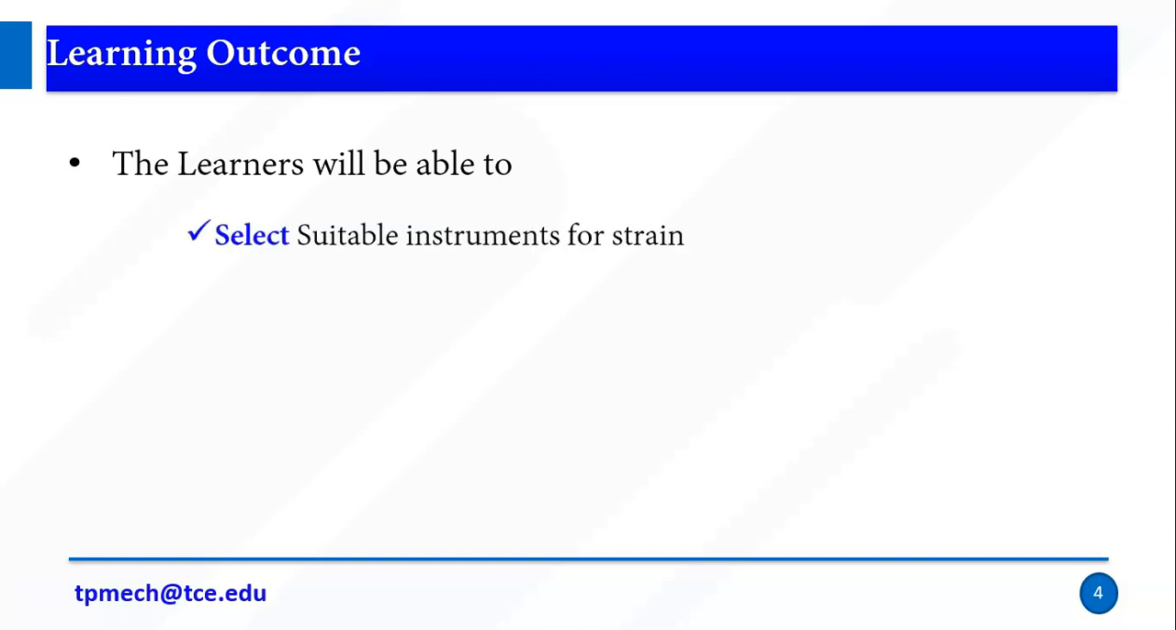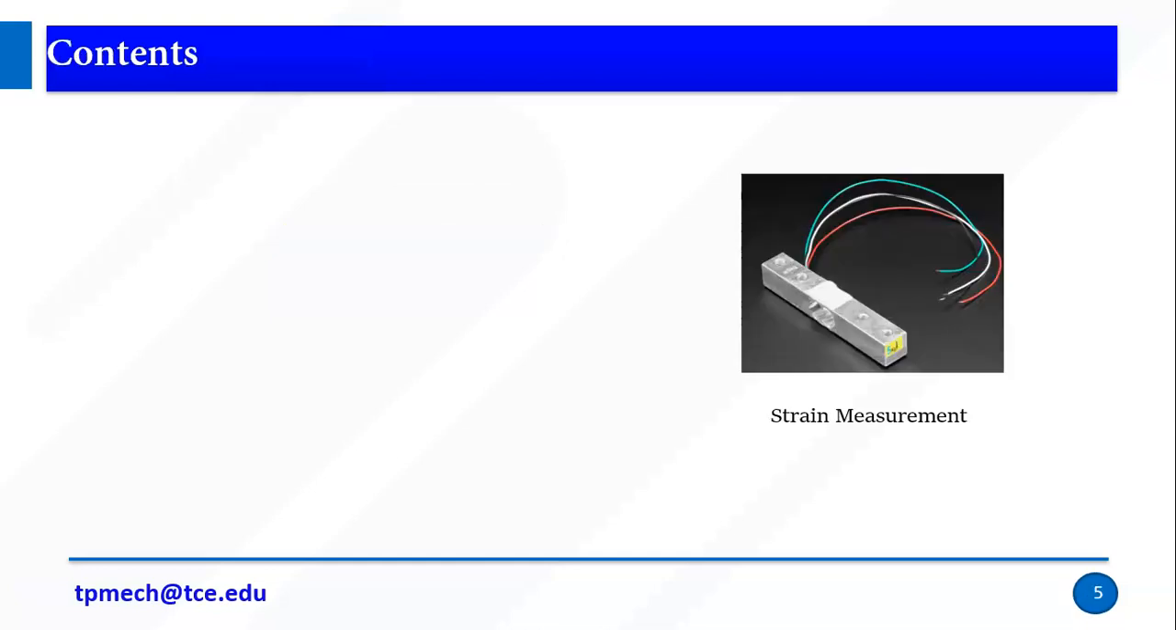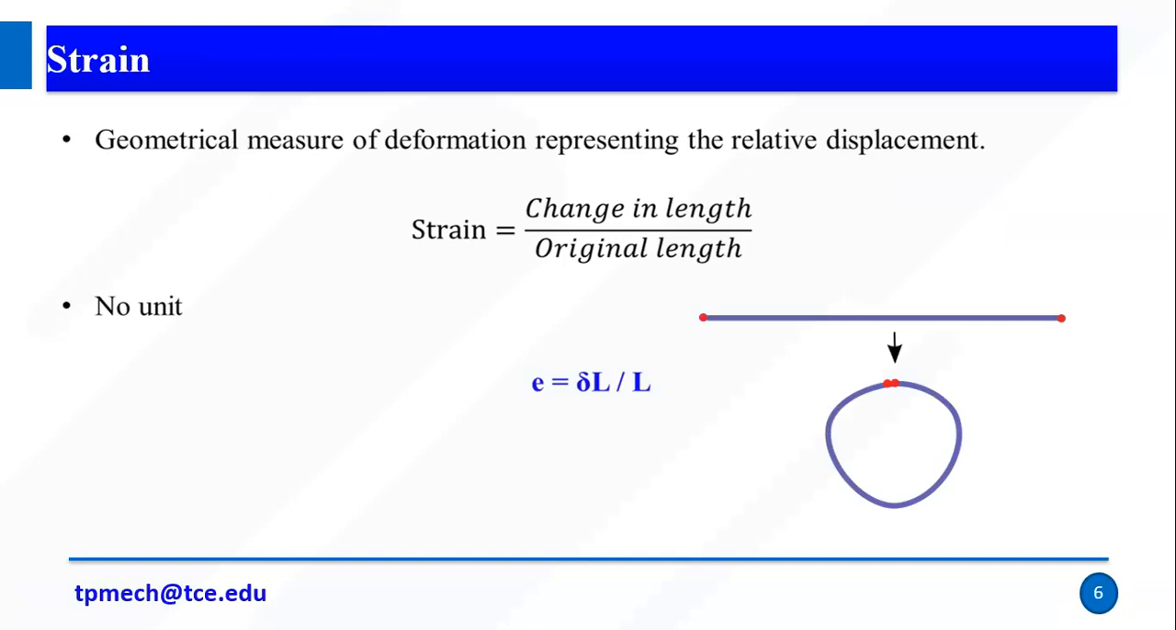So at the end of this class, you can choose the instrument to measure the strain. Right. So these are the contents we are going to see: electrical strain gauges. So this is the introduction we saw in previous classes.